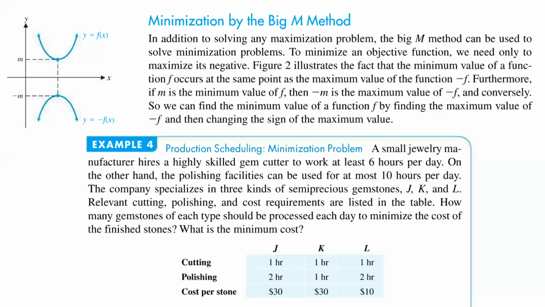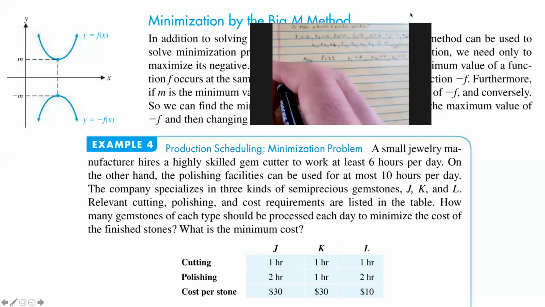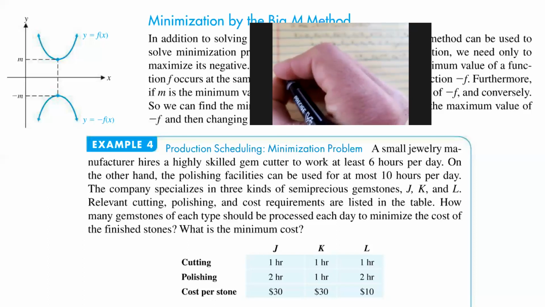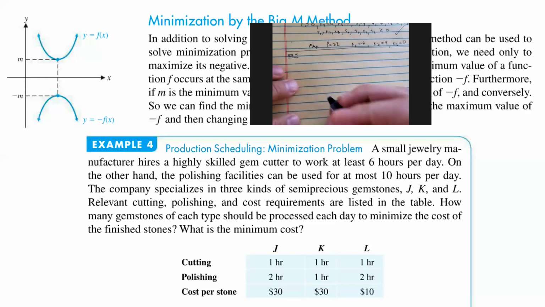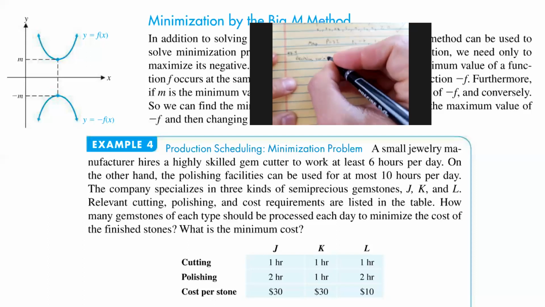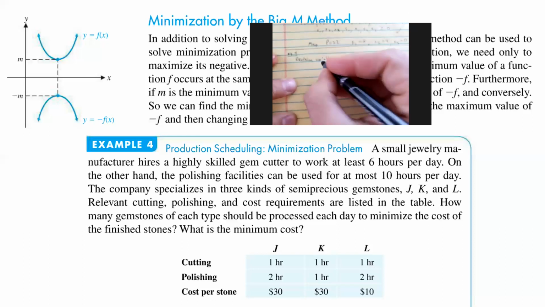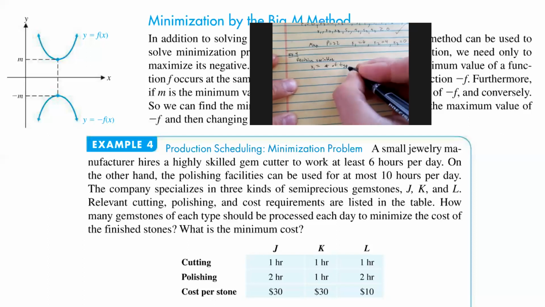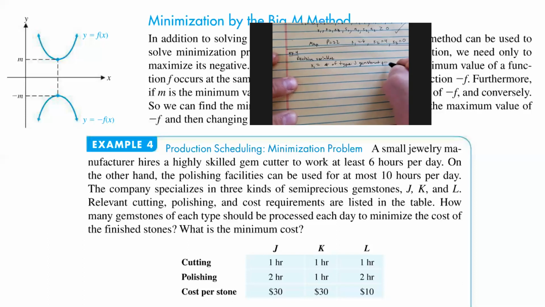So the first thing we need to do when we do these kind of problems is figure out which are our decision variables. So here, we'll move this up, draw my line there, call this example 4. So in example 4, we need to figure out what are our decision variables. So in this case, x sub 1 is going to be the number of type J gemstones processed each day.